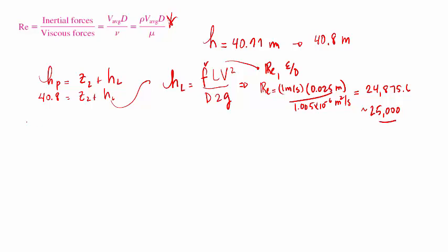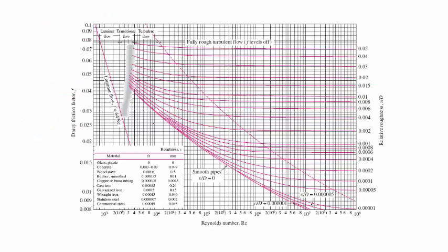Now with that and the relative roughness, remember that the roughness was 5 times 10 to the minus 5 meters. I divide that by the diameter, and so this is 0.002. Okay, so let me go to the next slide, and I'll try and make this as straight as I can. So what I have is, of course, the relative roughness is 0.002.